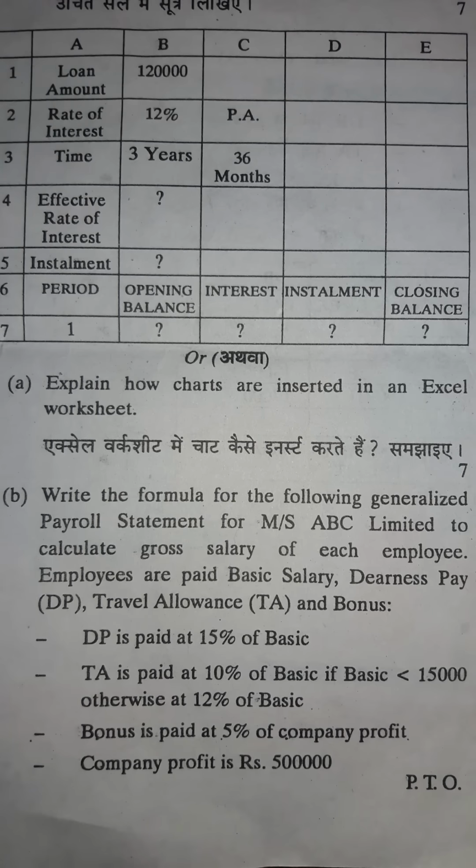Now, company profit is given in the question. So you have to calculate 5% of the company profit as bonus. Company profit is rupees 5 lakh. Yes, it is 5 lakh.